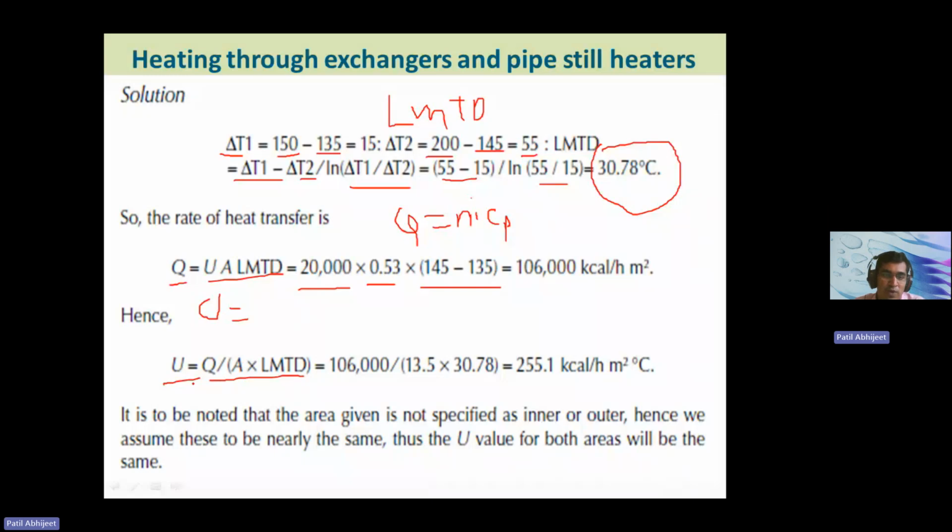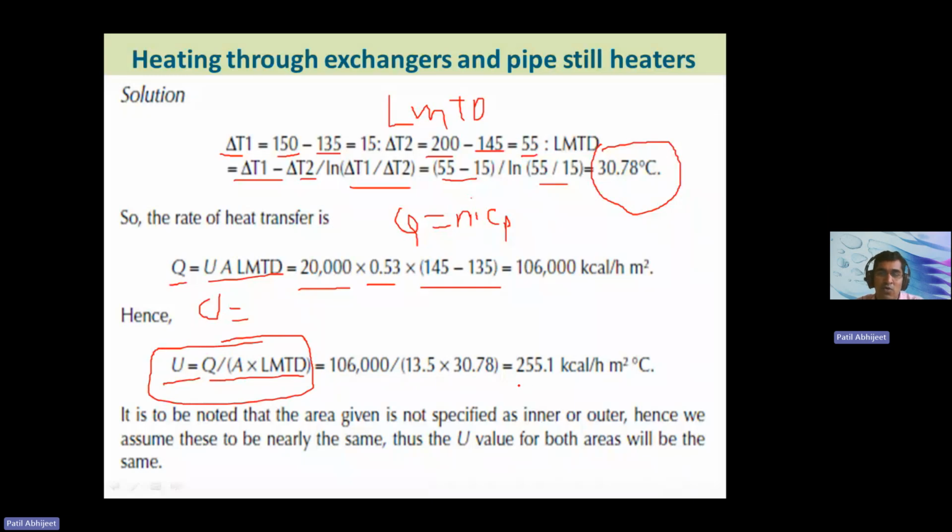So U will be equal to Q divided by A into LMTD, using this particular equation. That is 1.06 into 10 raised to 5 into 13.5 into 30.78.